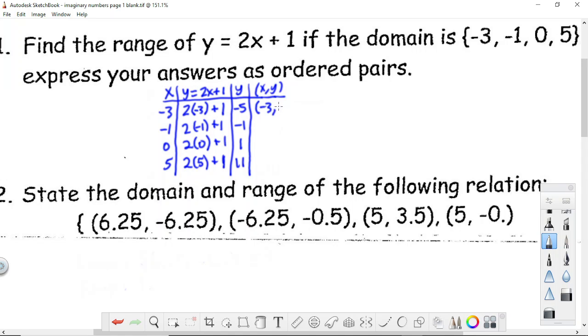That gives us all the y's, but this says express your answers as ordered pairs, so we write the ordered pair for each of those. That is the x and the y. We're going to write the number from this column here, that's our x, and the number from that column, that's our y. So for the next one, negative 1 comma negative 1, then it's 0 comma 1, and then it's 5 comma 11. And that's it. You can circle those ordered pairs if you want to. You don't really need to, though. I can find them when I'm grading.